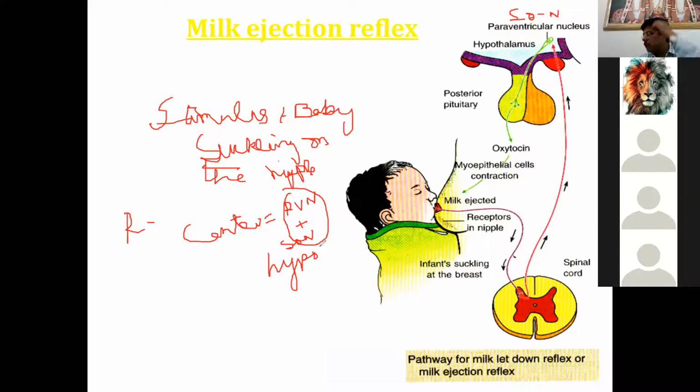Right? So what will oxytocin do? What is the target cell or effector organ for the oxytocin? Muscles of the breast, it causes contraction.